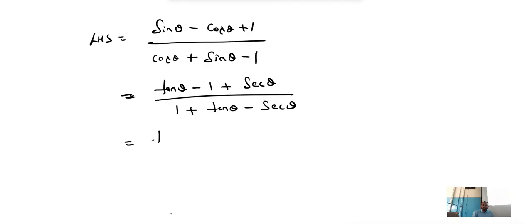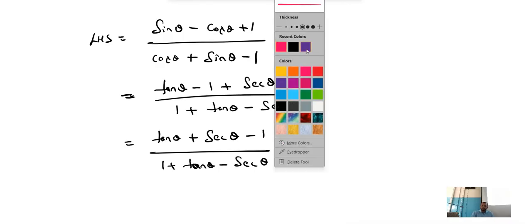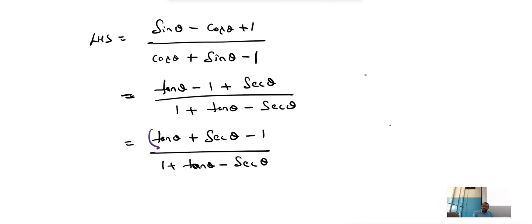Now, can we take the trigonometric terms to one side? Tan theta plus secant theta minus 1 divided by 1 plus tan theta minus secant theta. See children, now one part is interesting. Now what I will do, look, put a bracket for this tan theta plus secant theta. And put a bracket for this 1 which is minus. Everything is the same, but I'm just putting brackets. For tan and secant I'm taking as one term, and minus 1 as another term.